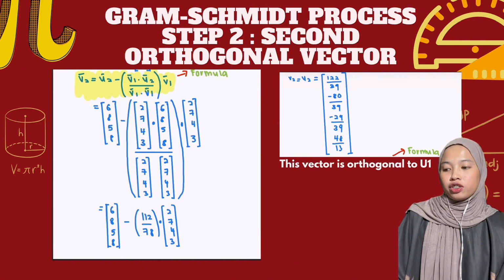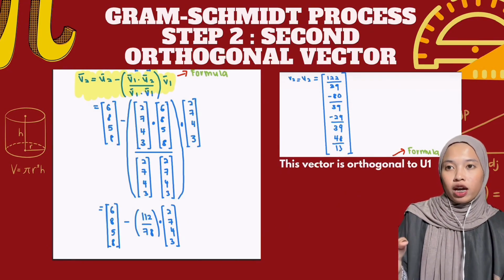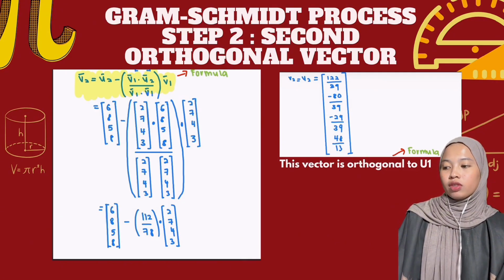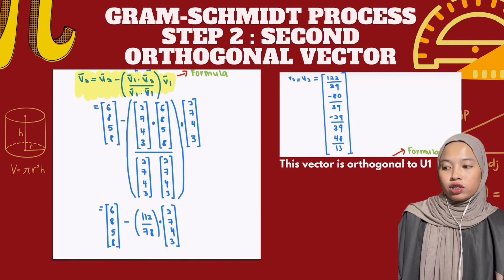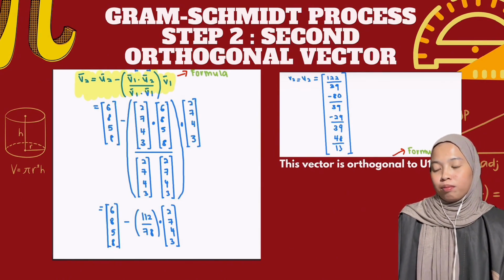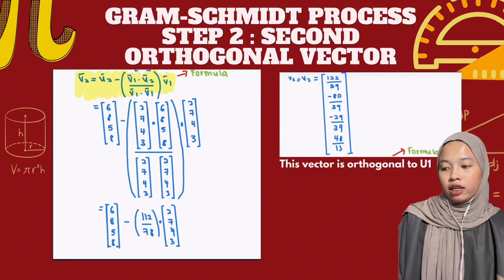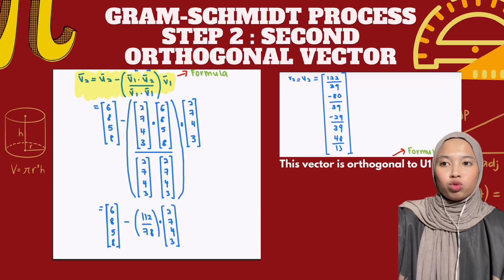Okay, the formula for projection is U2 equal to V2 minus the bracket of V1 dot V2 over V1 dot V1 close bracket multiplied with V1. After computing the dot product, we obtain U2, which is the matrix of 122 over 39, negative 80 over 39, negative 29 over 39, and 48 over 39. Okay, this vector is orthogonal to U1.